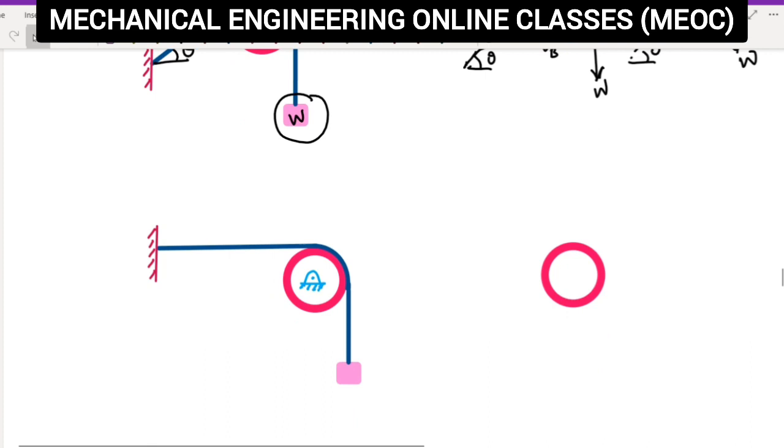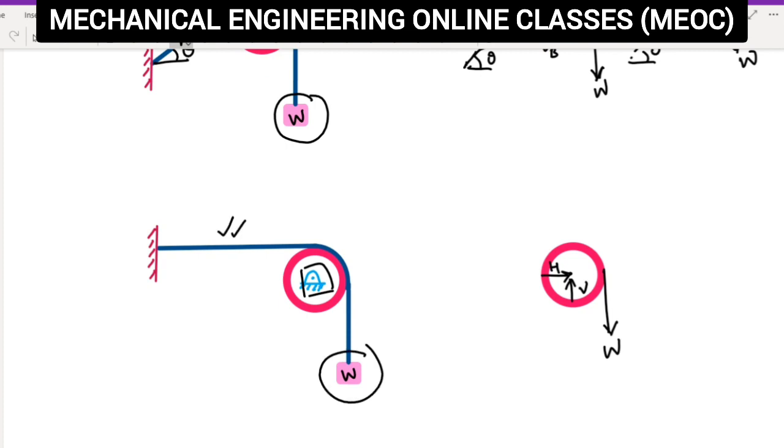Now let us check with this. So we are removing this pin joint and we are replacing that with horizontal and vertical reactions. There is a weight hanging at this particular location, that is W, and this force W is balanced by the tension in this rope. So the tension is equal to W. So this is the FBD for this particular example.